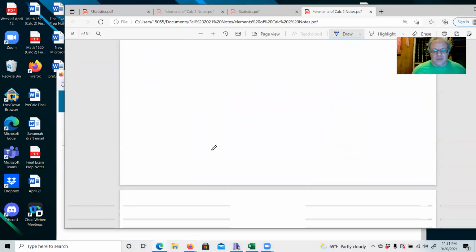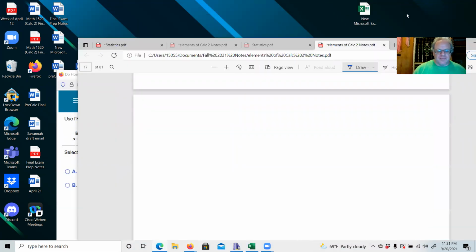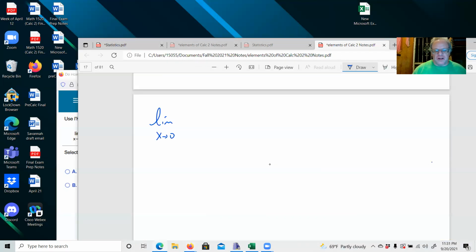Let's check. Okay, always the first step. Let's check. Okay, so what do we have? We have the limit as x goes to 0. Right? And what do we have? We have 7 plus x, times ln of x plus 1, all over e to the x minus 1.